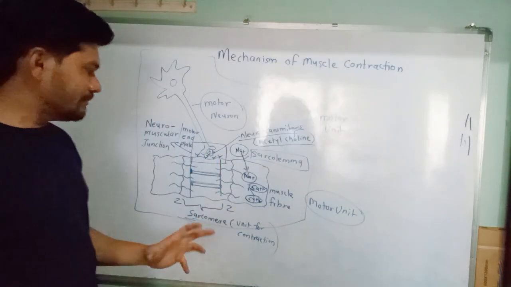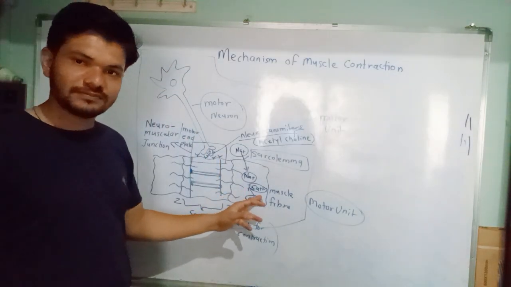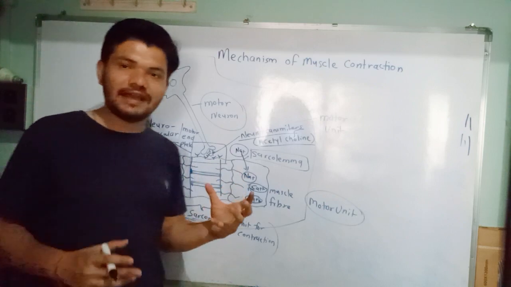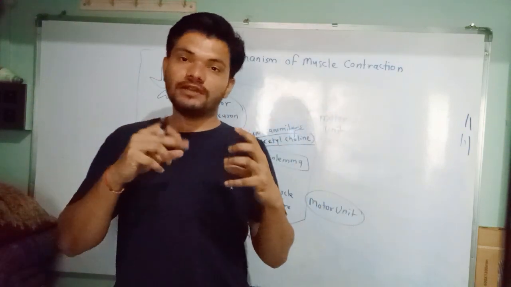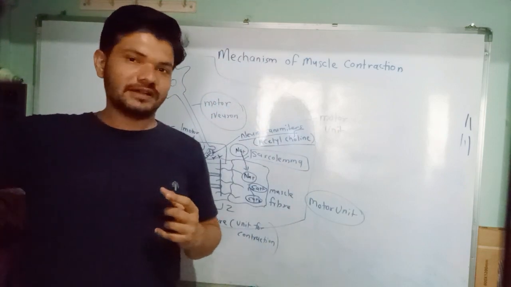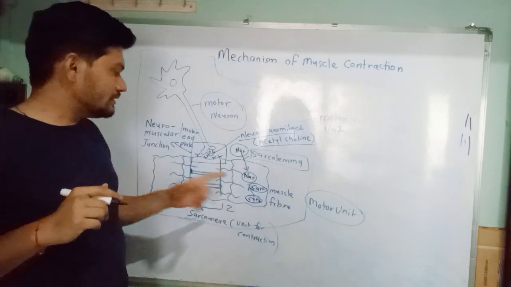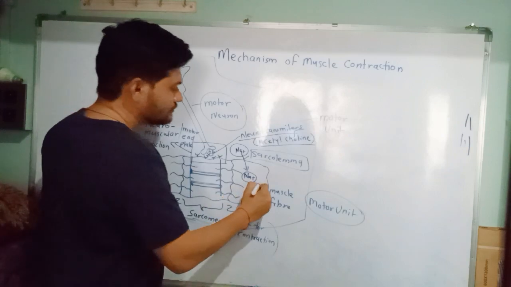So these calcium ions, we all know, have the binding capacity to bind the troponin which is present in the actin thin filament. So these calcium ions are going to bind troponin.